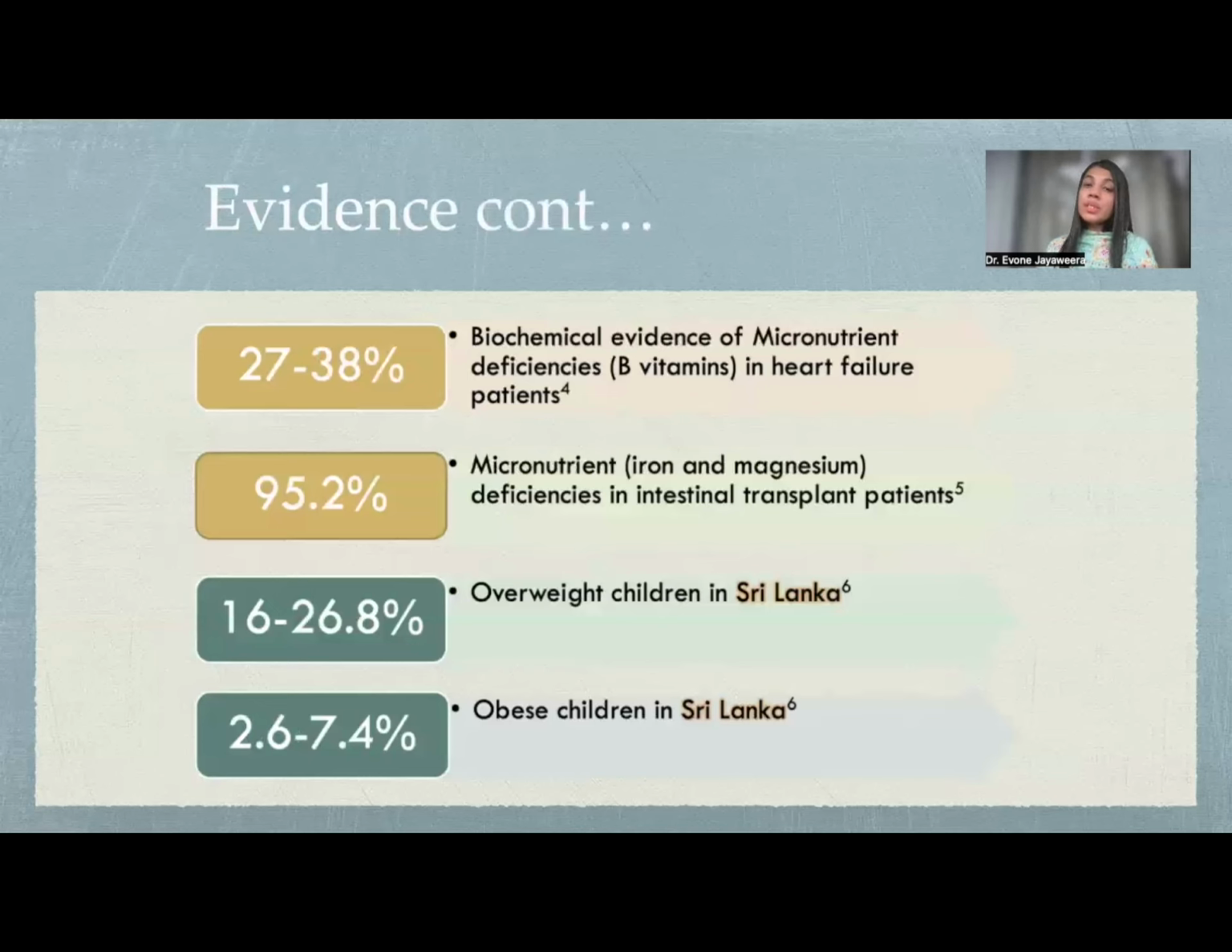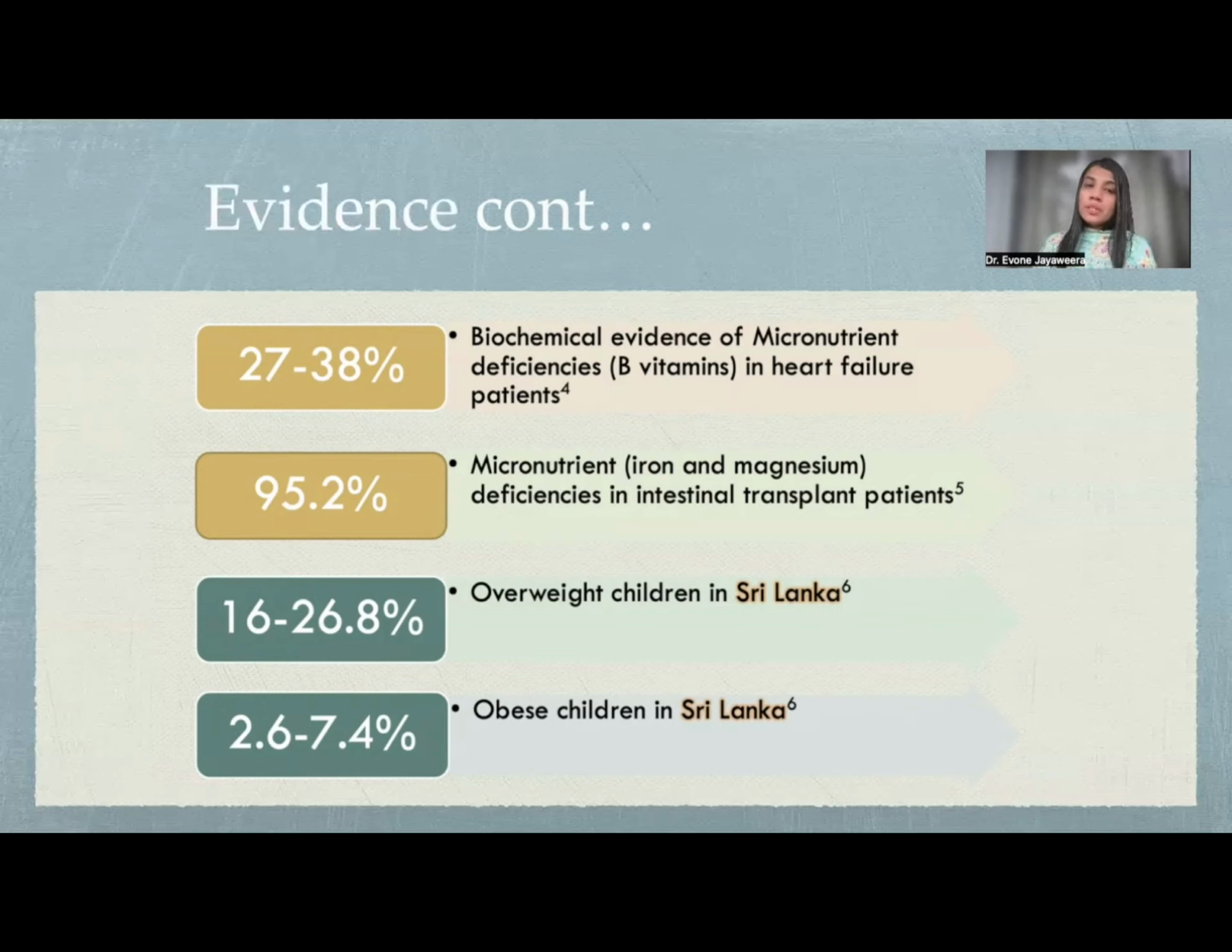When it comes to micronutrient deficiencies, they are also very common, as I said earlier. So with intestinal transplant patients, which is done in most of the developed countries, they are deficient in iron and magnesium in about 95% of the cohort. So it is a very high number. And 38% of heart failure patients are malnourished in terms of B vitamins.